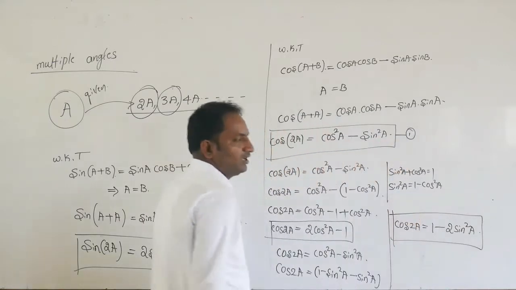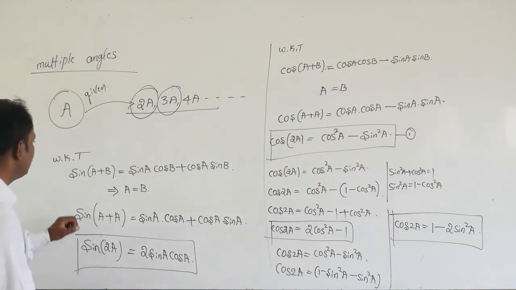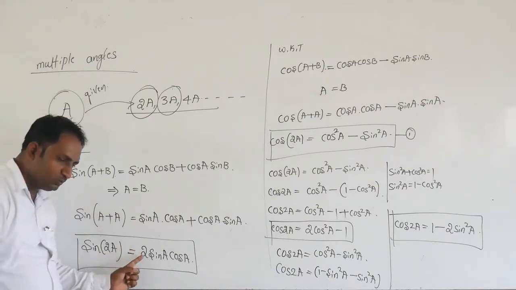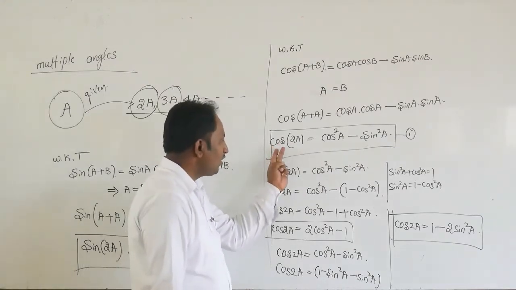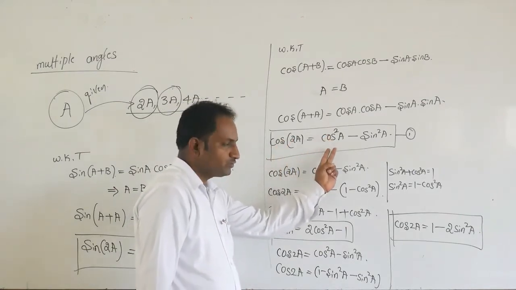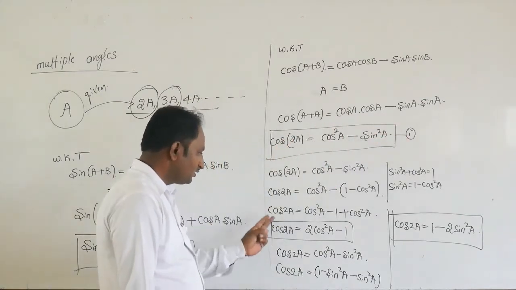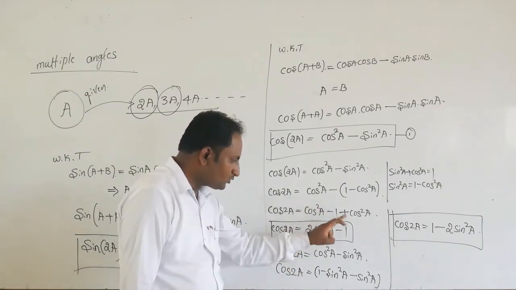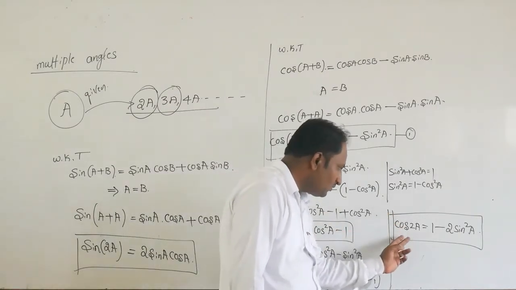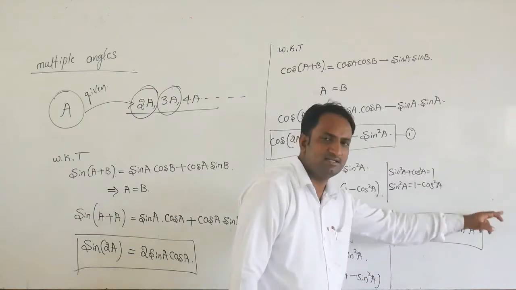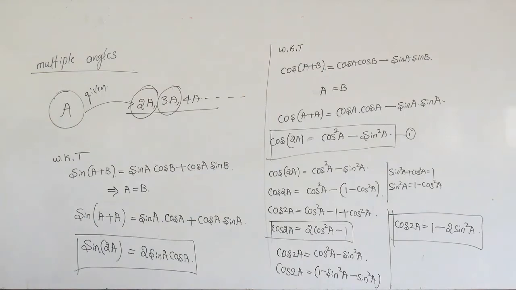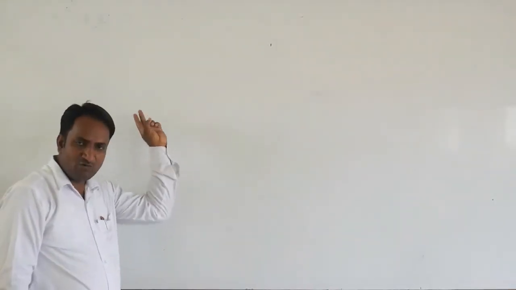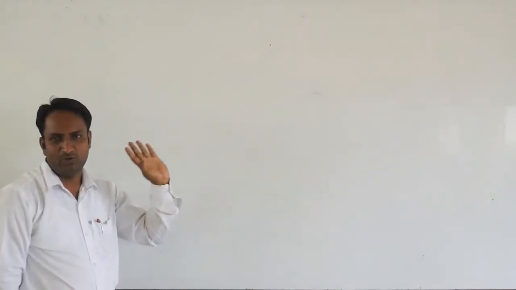Here in this concept we get three formulas. Sin of 2A is equal to 2 sin A cos A is one formula. Another one is cos of 2A is equal to cos square A minus sin square A. Cos of 2A is equal to 2 cos square A minus 1. Cos of 2A is equal to 1 minus 2 sin square A. Here these three basic important formulas we can remember. Here we know the sin of 2A formula and cos of 2A formula.